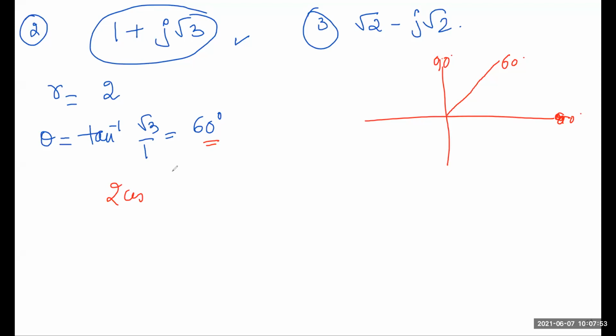Do the next problem. Then I will discuss with you. Ma'am, 315 degree plus j. Yeah, in this problem also you have to do 360 minus whatever alpha you are getting. That will be your theta, okay? Then I will discuss that quadrant problem with you.